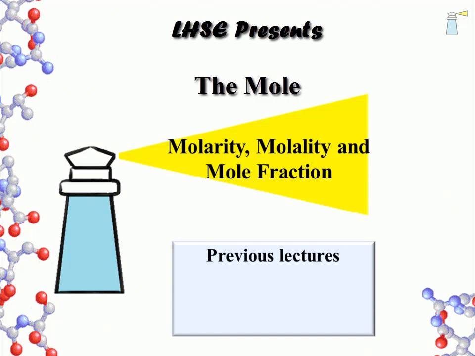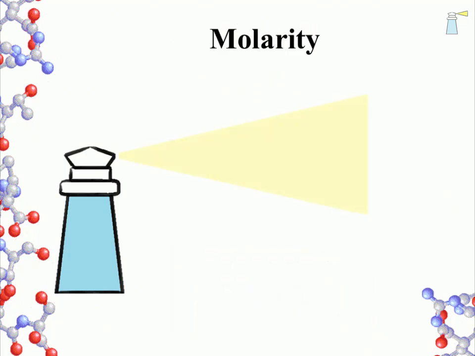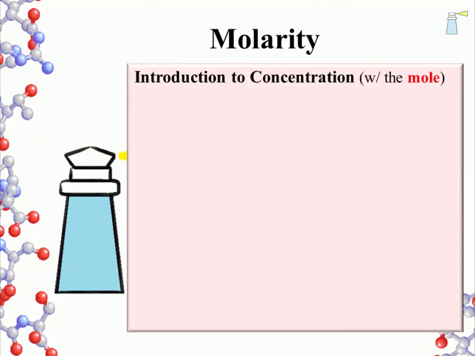Material in this lecture relies on an understanding of the previous lectures, atomic mass and molecular weight, and percent composition. The discussion of these important concentration scales begins with an introduction to the concept of concentration. Concentration is covered more in depth in its own lecture in the water and solution series of lectures, but is brought up here as a support for concentration scales that use the mole. Some basic definitions are offered, along with an introduction of the three mole-based scales covered in the lecture.